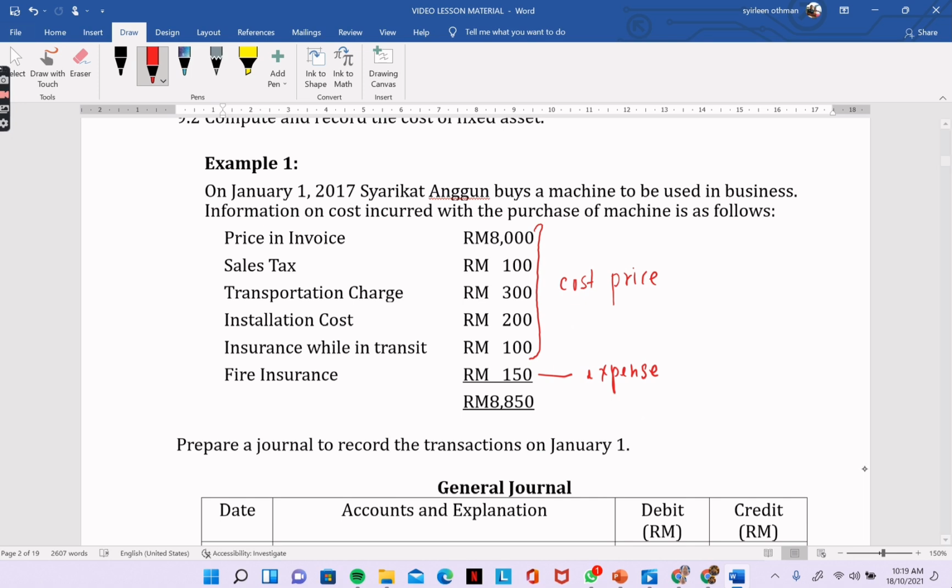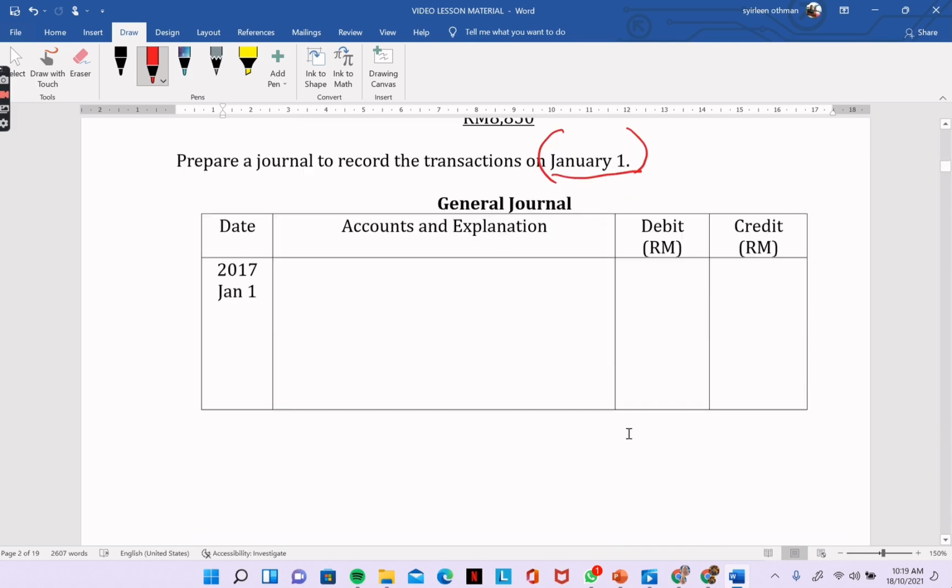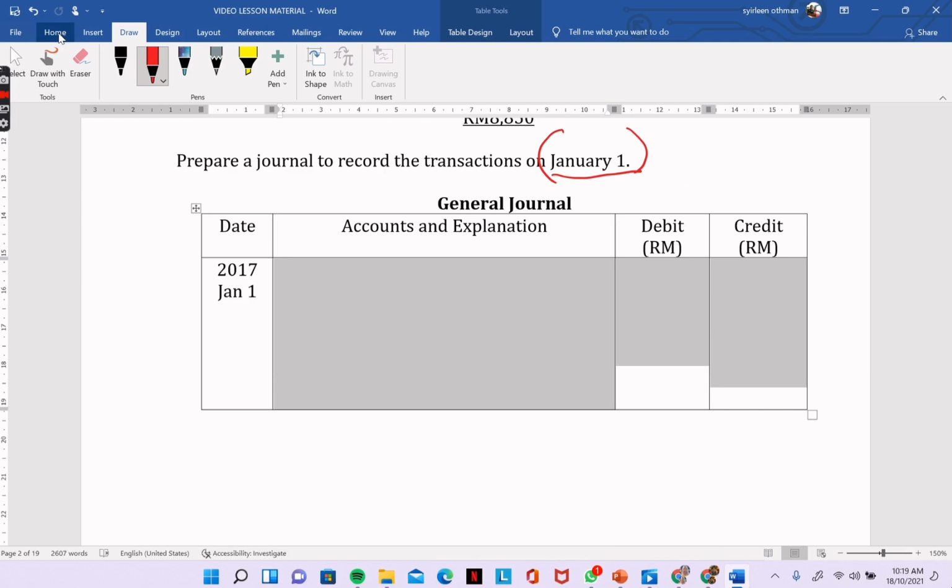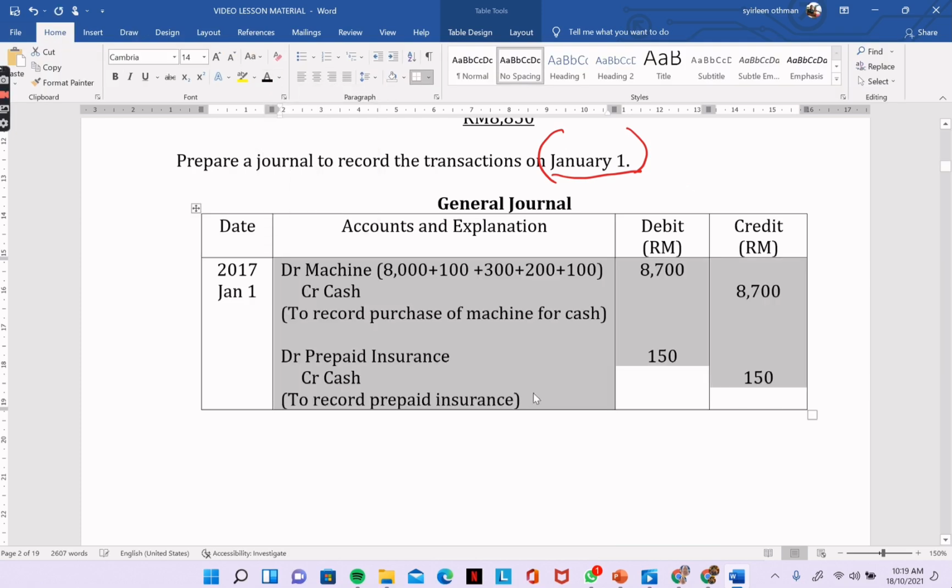So if you were to record the transaction for January 1st, there are actually two transactions. The first one is when you acquire the fixed asset, and the second one is when you are paying the insurance expense for the asset. So we have two journals here. The first journal will be debit machine or machineries, and then we'll credit cash, because in the question itself it does not mention the method of payments, so we assume the payments are made by cash.